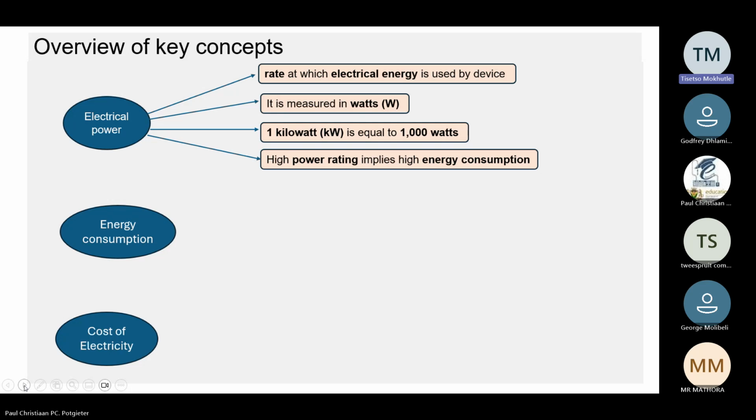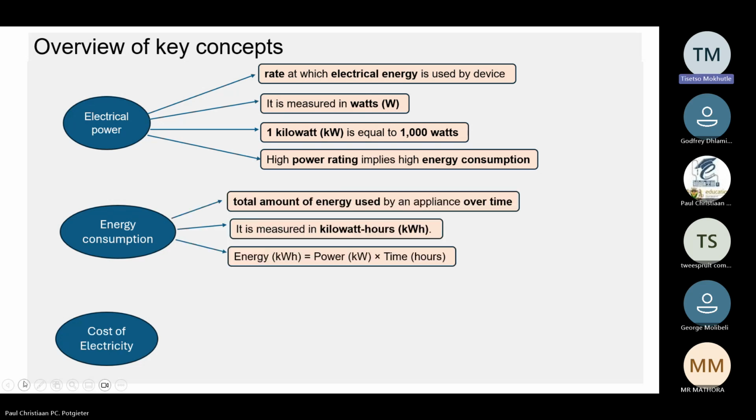All right, and power is measured in watts, meaning, let's say, one electrical device has 500 watts, and the other one is 200 watts. It means the one that has 500 watts will most likely use more electrical energy when it is connected in your homes. And then watts can also be written as kilowatts, and 1 kilowatt is equal to 1,000 watts. So in summary, a high power rating device implies high energy consumption.